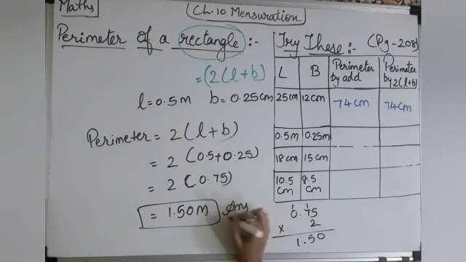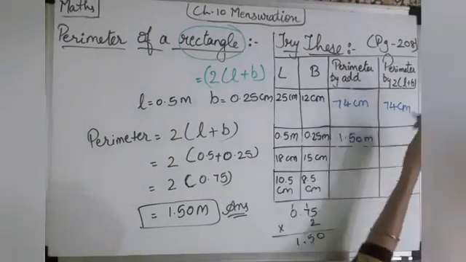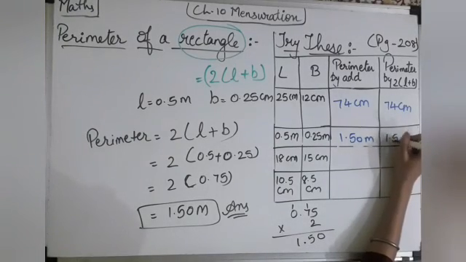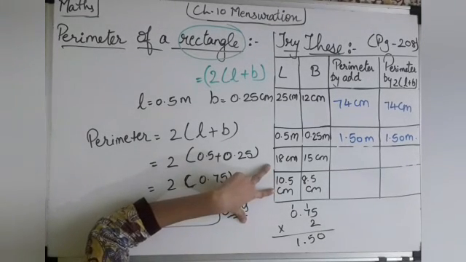This is our answer. We got the same answer. Here we got 1.50 meters by adding, and by putting the formula we got 1.50 meters. Okay. Now you have to do these both sums by yourself, and if you have any kind of doubt, please let me know.